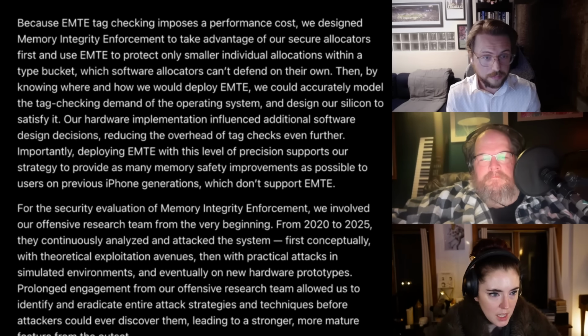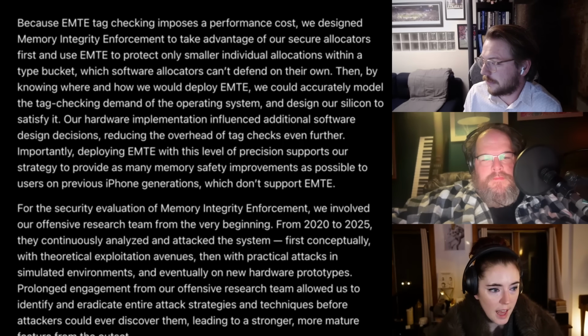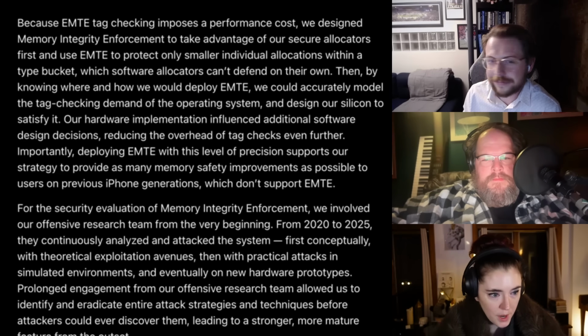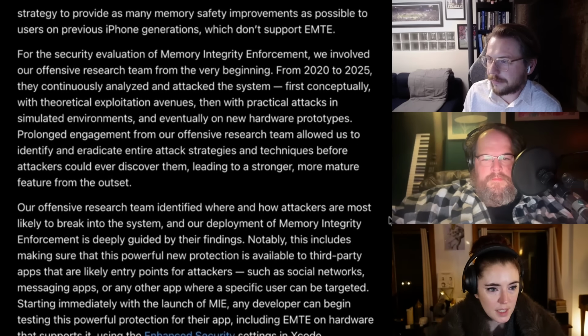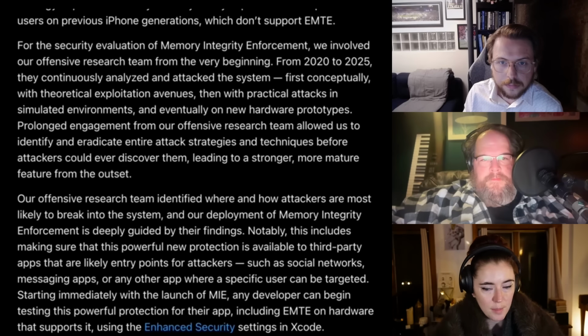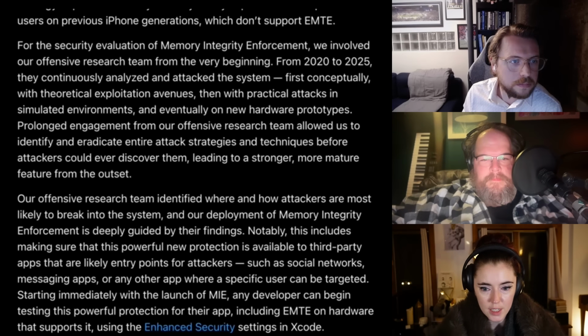And then, knowing where and how we should deploy EMTE, we could accurately model the tag checking demand of the OS and design our silicon to satisfy it. So yeah, being able to look through all these layers of abstraction and control your designs on both sides allows you to optimize our hardware implementation and influence additional software design decisions, reducing overhead of tag checks even further.